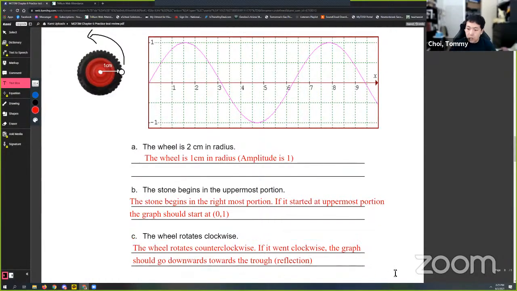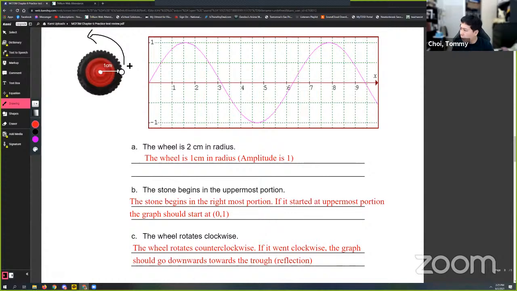So if we went clockwise, the wheel goes down to the bottom, which would be down here. You can't see that. Down here, right? Which would go lower than where it started. But since the graph went upwards, we would assume that it's going counterclockwise. So we can get a lot of information, right, from just looking at the graph and seeing, oh, what's going on here?